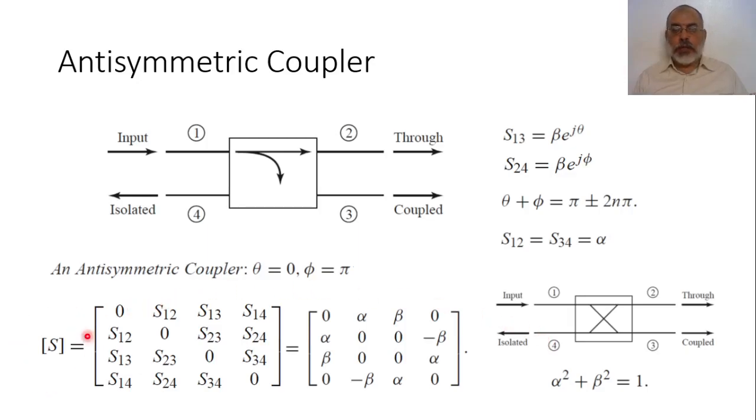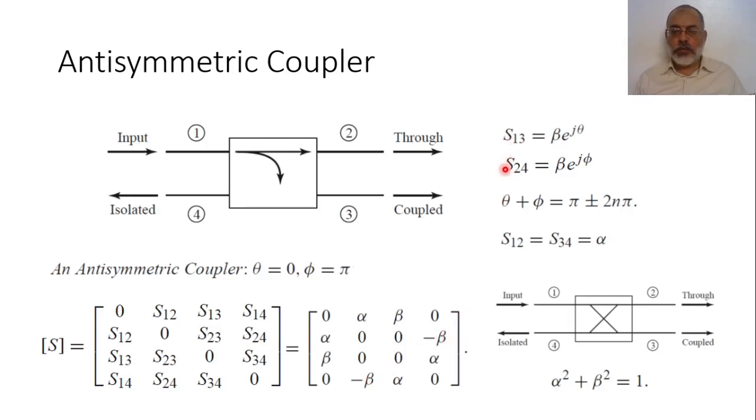In this case, for the scattering parameters, S12 is alpha, S13 is beta, and S24 would be minus beta. So in this case, if you are looking at the tilted diagonal, it is antisymmetric. It is symmetric along the main diagonal, but antisymmetric along the off diagonal. So this is antisymmetric because S13 equals minus S24.